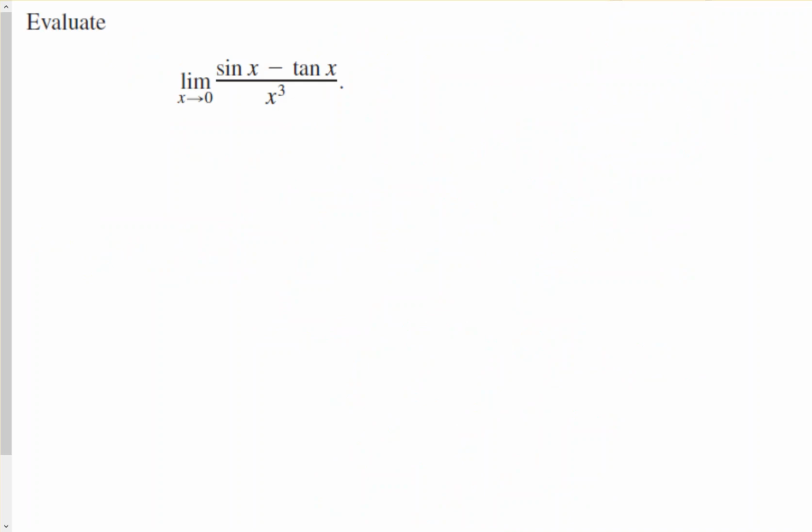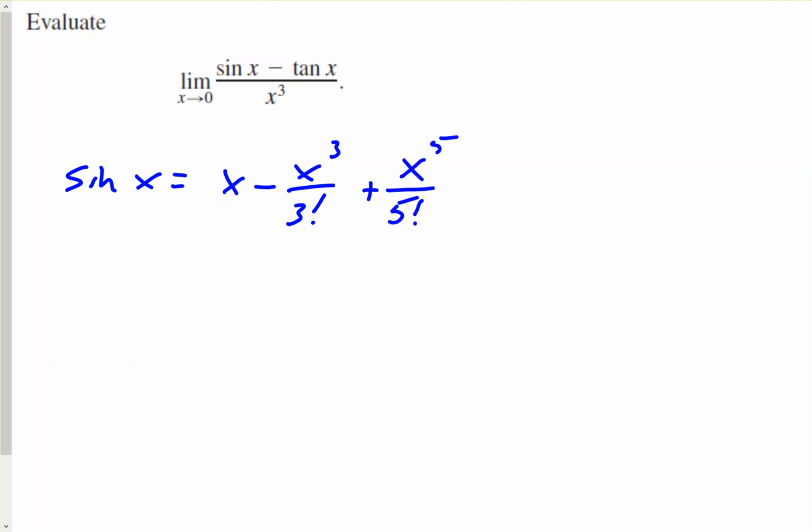Okay, let's take a look at this next problem. It says to evaluate the limit as x approaches 0 of sine x minus tangent of x over x cubed. Okay, so we know what sine x is. Sine x is x minus x to the 3rd over 3 factorial plus x to the 5th over 5 factorial. We just did tan x up to 3 terms.